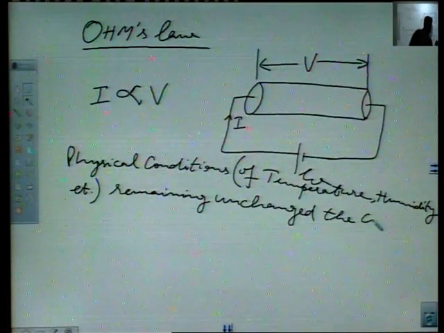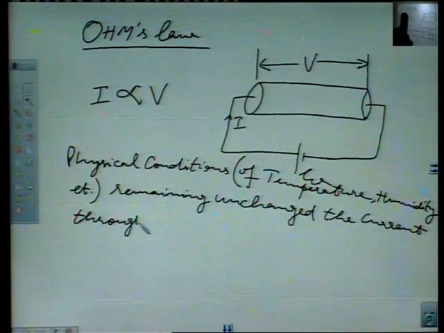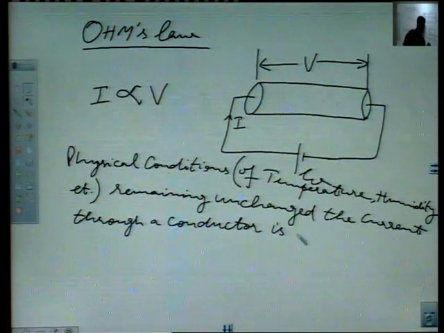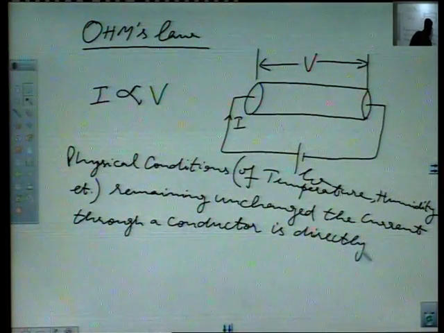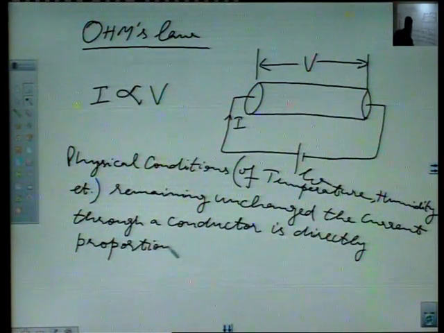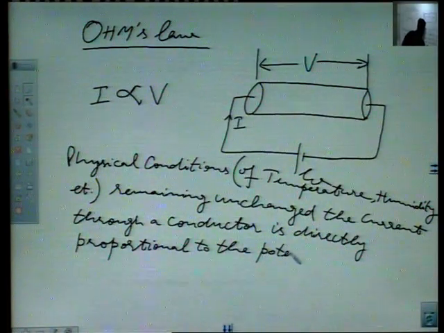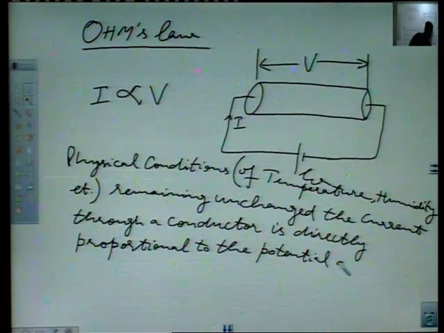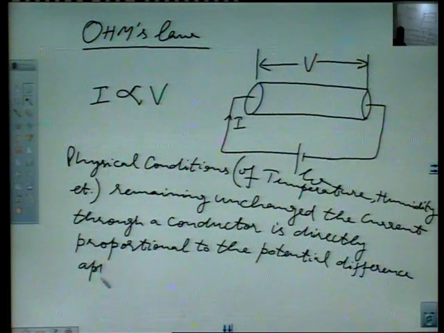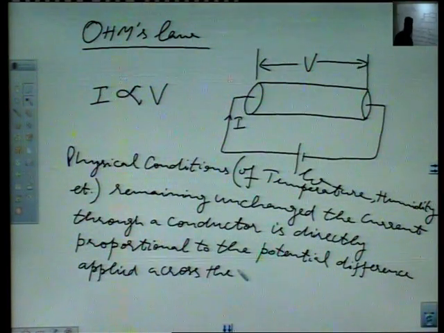The current through a conductor is directly proportional to the potential difference applied across the ends of the conductor.